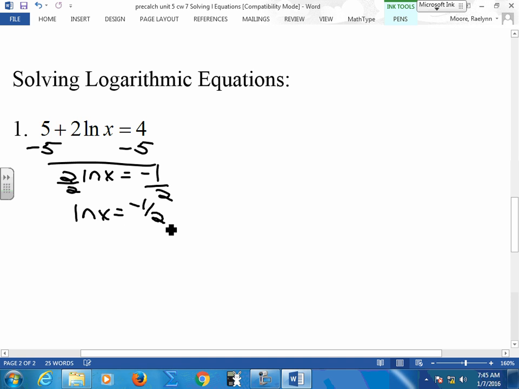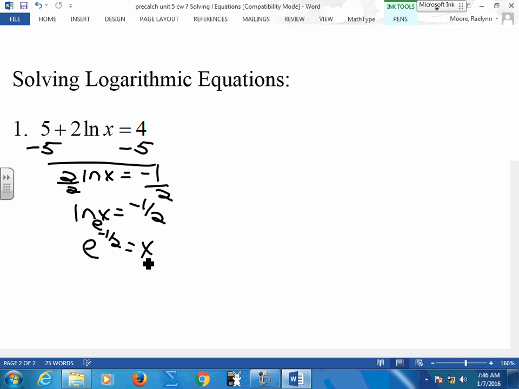And remember, this is pre-calc. It doesn't always look so nice. As long as you follow the rules, even in Algebra 2, you had a lot of answers that weren't the nicest looking answers. Now I want to flip this to an exponential equation because I can't cancel out my log and I can't put logs on the other side. So when I flip this, what's the base of my ln? E. So e to the what power? Negative 1/2 equals x. And just put that in your calculator. That would be your exact value.